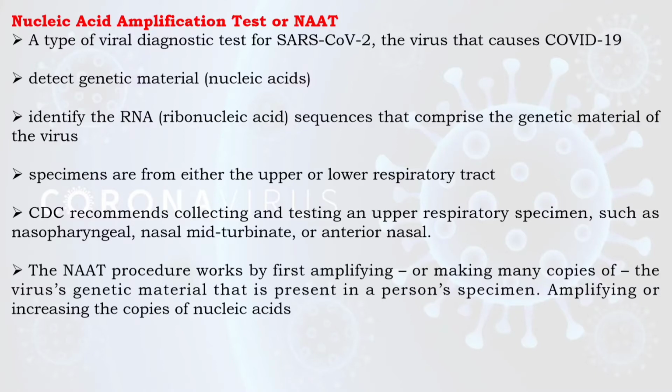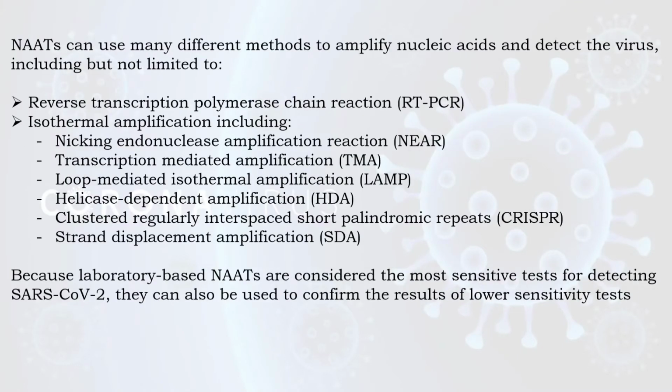The test procedure works by first amplifying, or making many copies of, the virus genetic material that is present in the person's specimen. Amplifying or increasing the copies of nucleic acids enables the test to detect very small amounts of SARS-CoV-2 RNA in a specimen, making these tests highly sensitive for diagnosing COVID-19. NAATs can use many different methods to amplify nucleic acids and detect the virus: reverse transcription polymerase chain reaction RT-PCR, isothermal amplification including NEAR, TMA, LAMP, HDA, CRISPR, SDA.